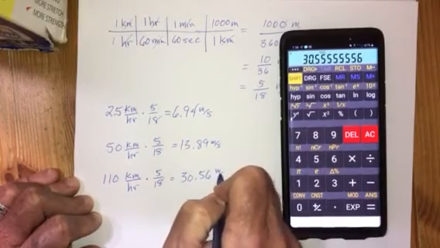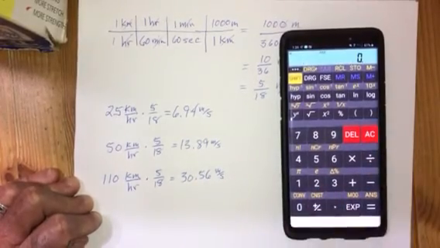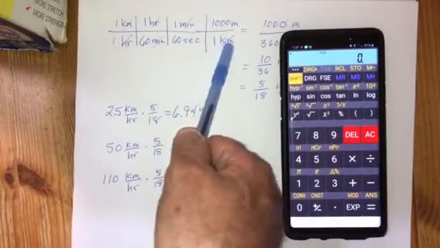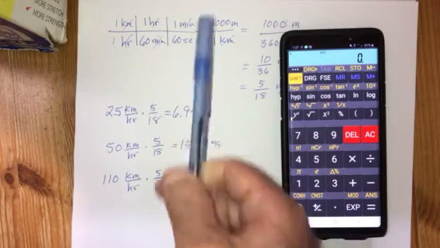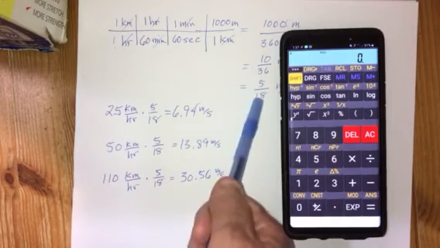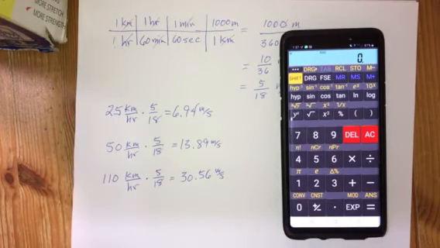30.56 meters per second. So again, we can use this method of unit analysis or factor label method in order to convert from one system of units to another. And in this case, we've converted kilometers per hour into meters per second.